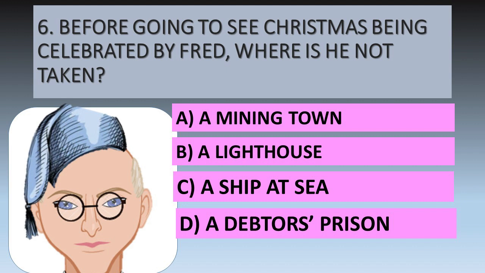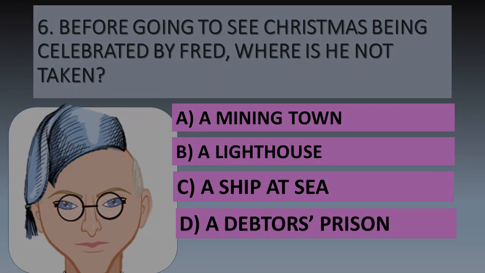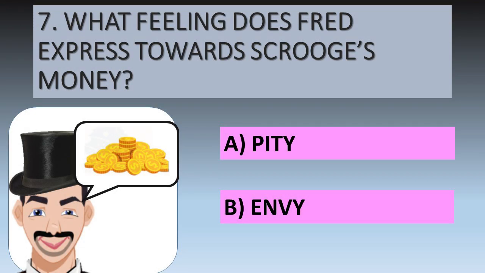Is he not taken to a mining town? Is he not taken to a lighthouse? Is he not taken to a ship at sea? Or is he not taken to a debtor's prison? Question number 7. Fred speaks about Scrooge's money. What feeling does he express towards it? Is it A, pity, or is it B, envy?